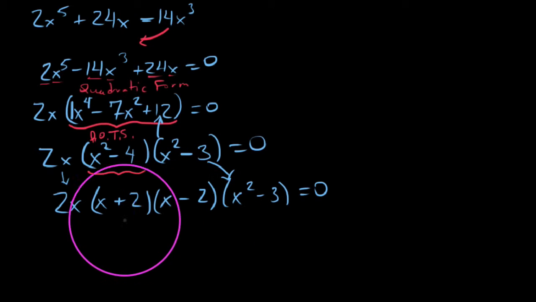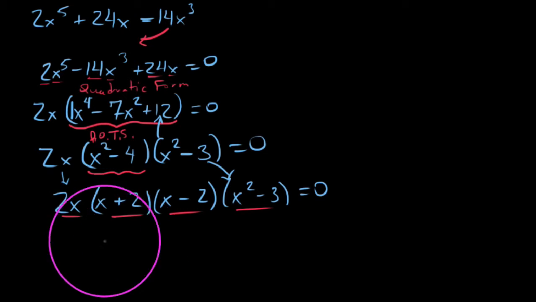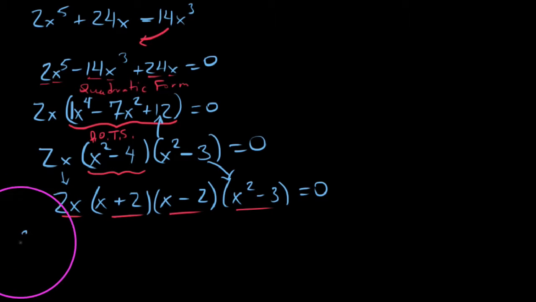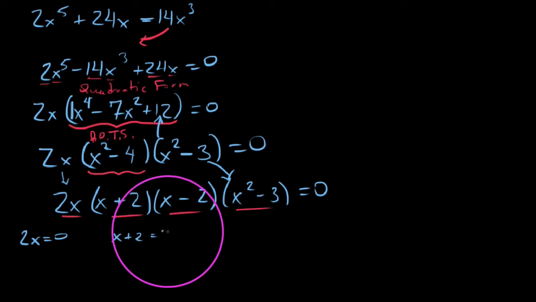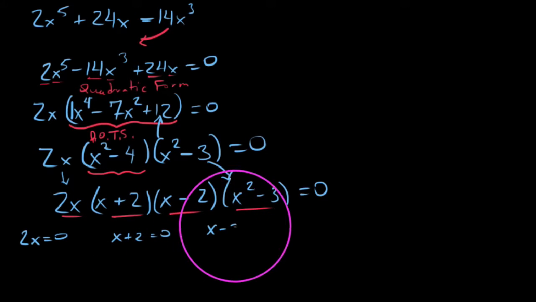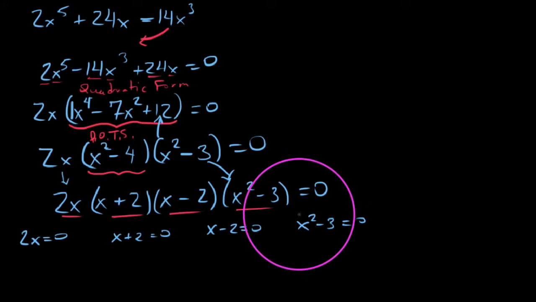X. What could you square to get 4? 2. So now that this is completely factored, what we're going to do is take every single factor and set them each equal to 0. This means we have to set 2x equal to 0. We have to set x plus 2 equal to 0. We have to set x minus 2 equal to 0. And we have to set x squared minus 3 equal to 0 and go solve each of these.